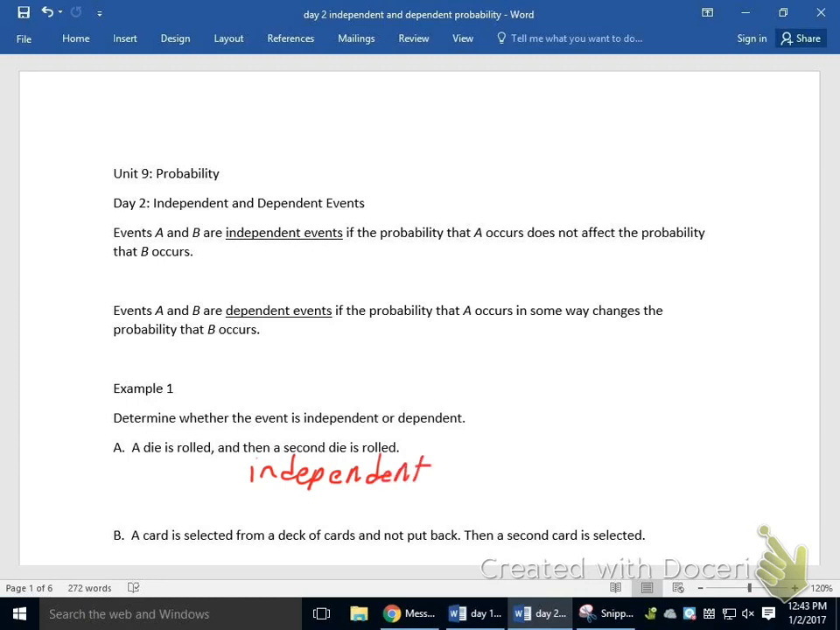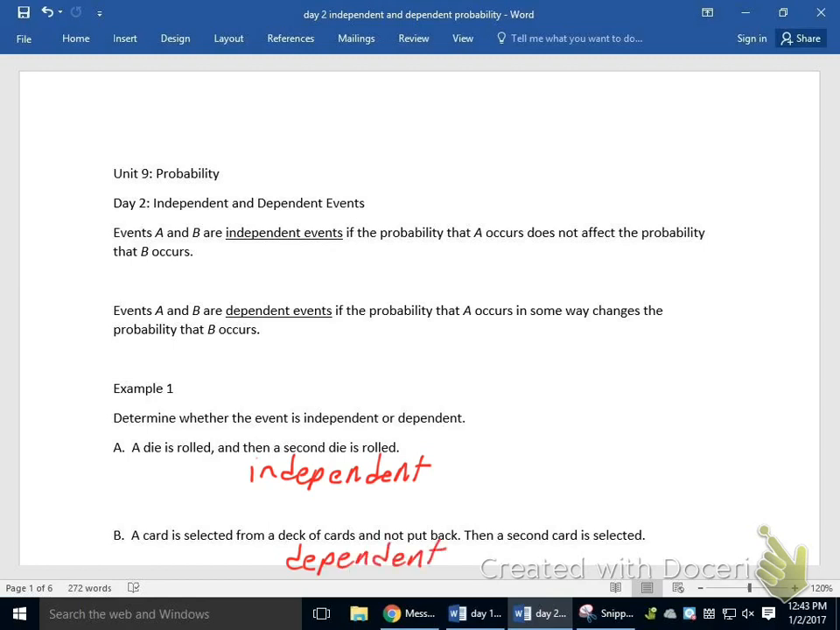And on the second one, a card is selected from a deck of cards and not put back. Then a second card is selected. Because this first card is not put back, that's going to at least impact the denominator of the probability for the second one. So if a standard deck is 52 cards, now for the second card there are only 51 cards if the first card was not put back. This is an example of dependent events.